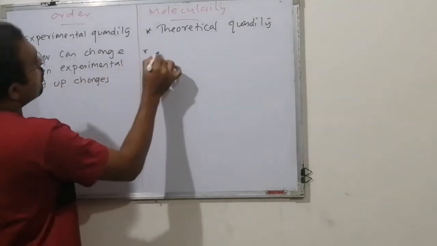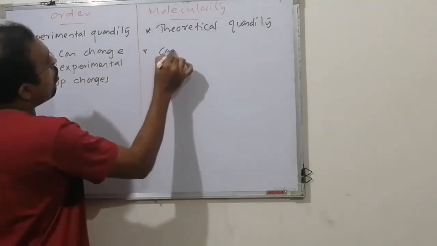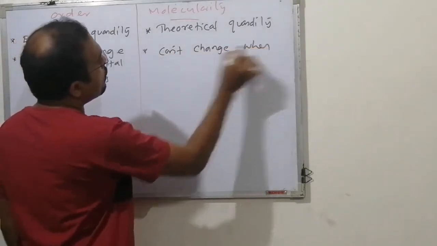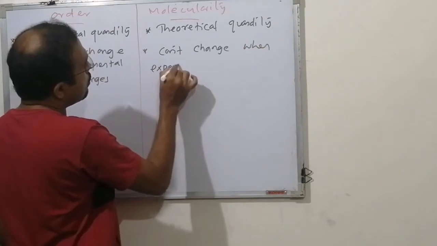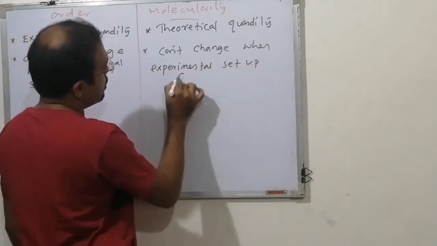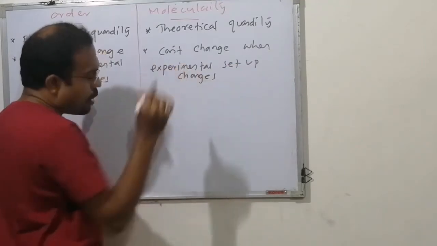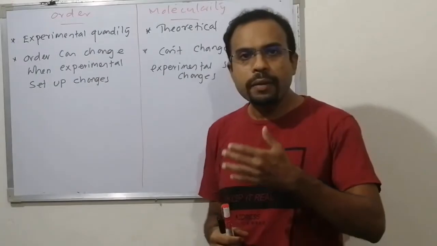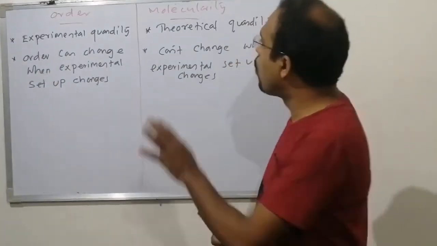Here, molecularity cannot change when the experimental setup changes. Order is an experimental quantity. When the experimental setup changes, order changes.